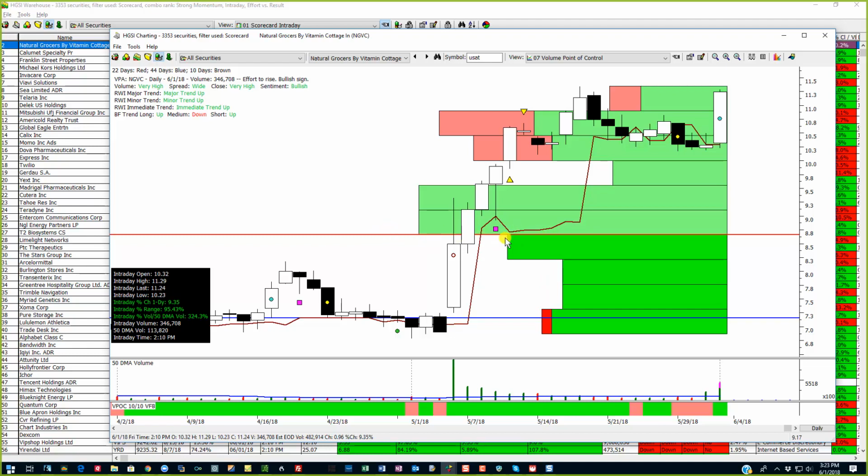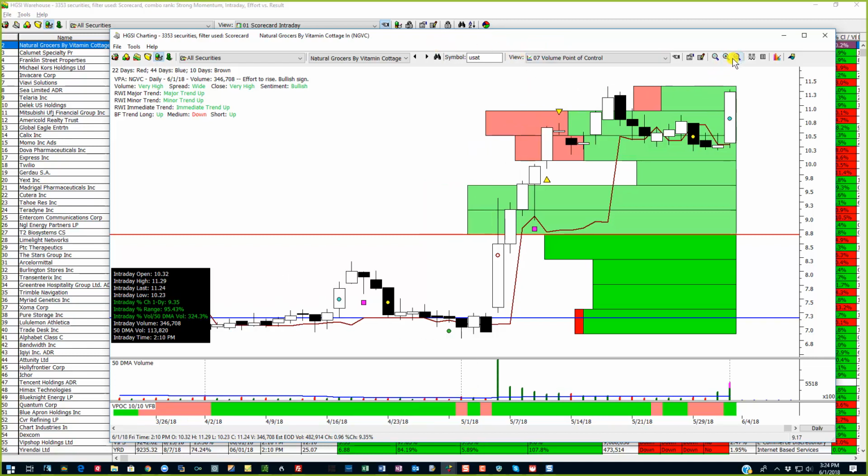Even though there's no consolidation here, because there was such a big move up in these white candles and a lot of volume, that all goes in to both the 10 period volume point of control and the 22-day volume point of control. I know it's a little bit confusing. It closed at 11.18, so it fell back a little bit, right? $0.06, okay, no big deal.